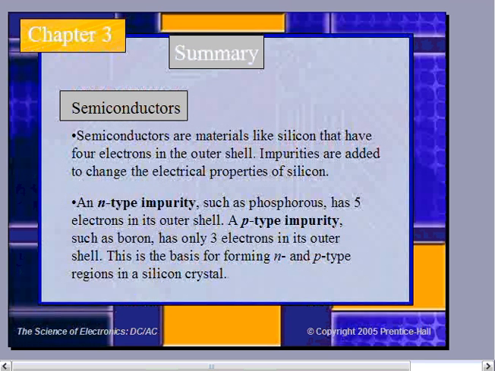Semiconductors are materials like silicon that have 4 electrons in the outer shell. Impurities are added to change the electrical properties of silicon. An N-type impurity, such as phosphorus, has 5 electrons in its outer shell.